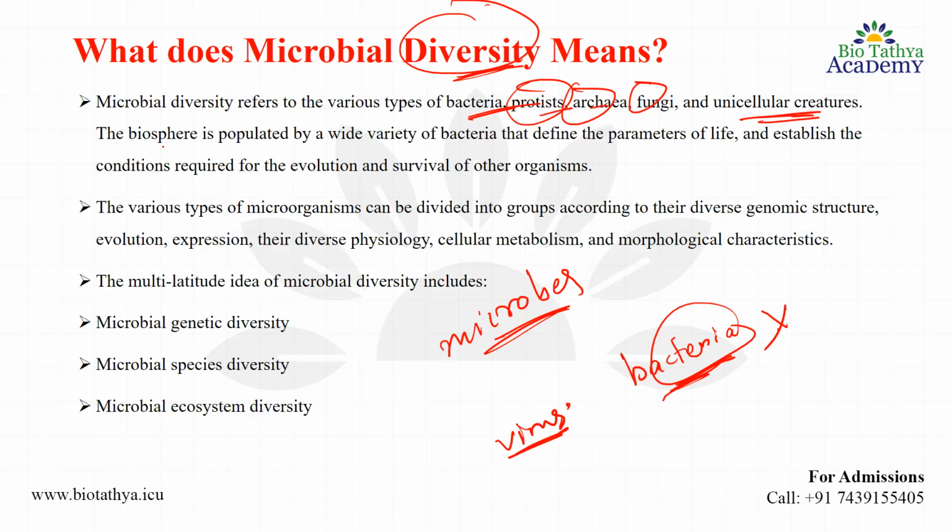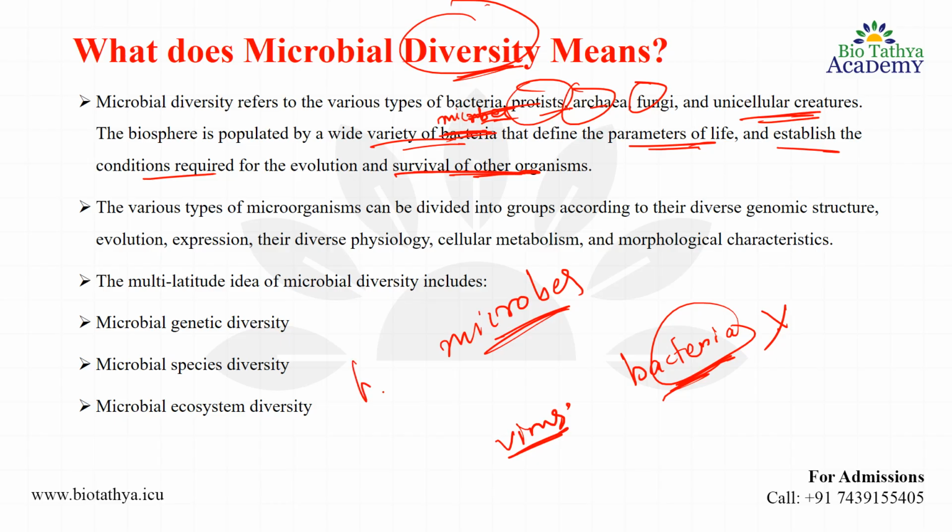So the biosphere is populated by a wide variety of bacteria. If I omit the term bacteria and write microbes here, that will suit much more. That defines the parameters of life and establishes the conditions required for the evolution and survival of other organisms. Now here comes the main point. When we are talking about the diversification of microbes, it also helps in the evolution and survival of other organisms.